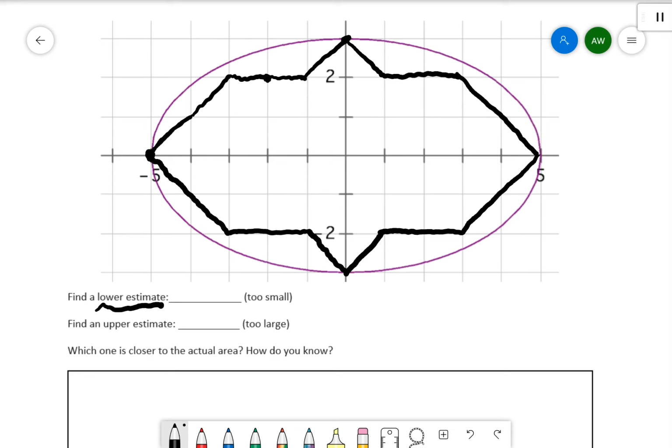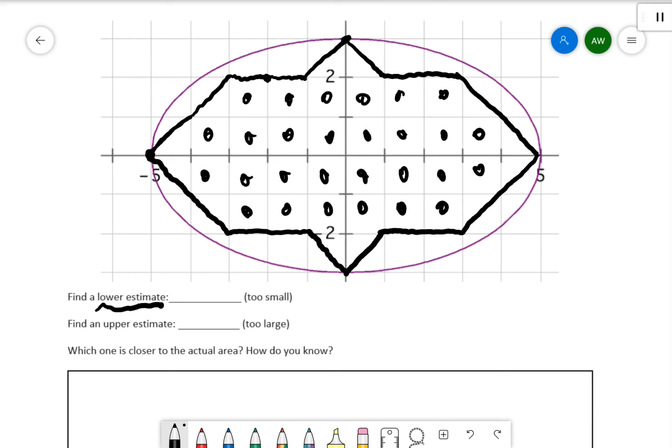All right, so this is the actual shape that I'm going to use to estimate my area. And the reason why this shape is so useful is because we've got a bunch of whole boxes. I'm going to give you a moment where you can count them. I'm also going to count them quickly. Okay, so to me it looks like we have 28 whole boxes.